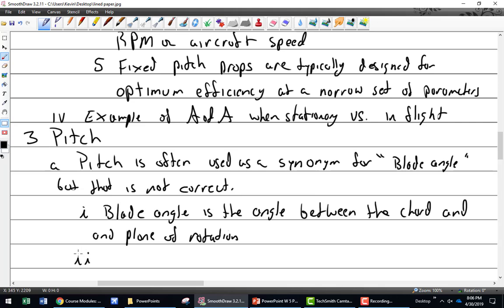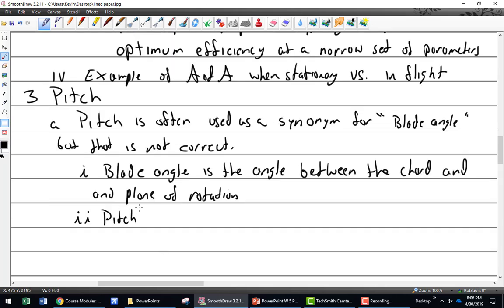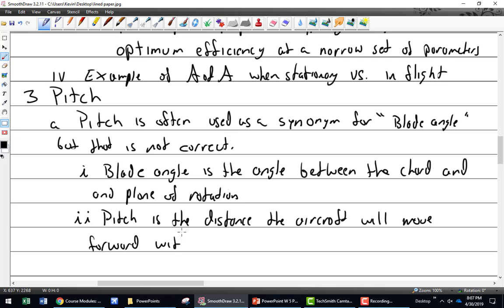So that is blade angle. Pitch is the distance the aircraft will move, I'll say forward, with 1 revolution.